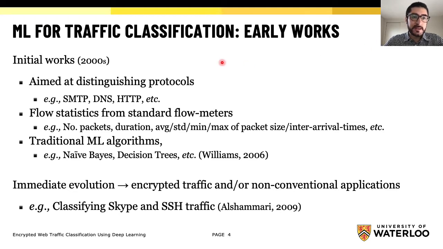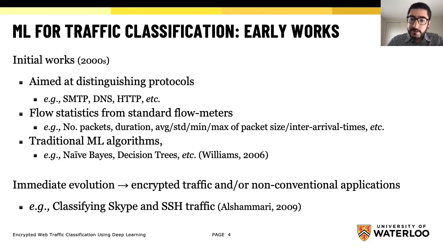In the early 2000s, the area's focus was mostly on distinguishing between different protocols, such as DNS, HTTP, SMTP, SSH, etc. This was performed based on the flow statistics gathered by standard flow meters, such as NetFlow. These features are mostly things like the entire duration, number of packets, average packet length, average inter-arrival times, TCP flags, things like that. The features used in these works were often fed to traditional machine learning algorithms such as the naive Bayes method, decision trees, more recently SVMs.